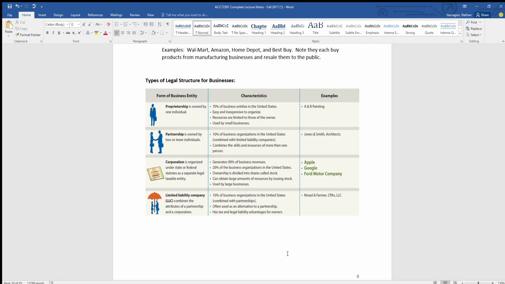Okay? They're always going to be easy and inexpensive to organize. Guess what? You only have one person most of the time, maybe two if it's a married couple. Don't have very many employees starting off. You may end up getting some, then it starts getting a little bit more organized, but still relatively easy. It's just you and employees. Resources are limited to those of the owner and used by small businesses.